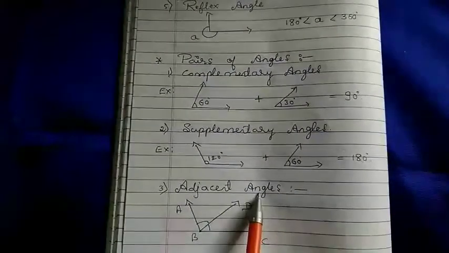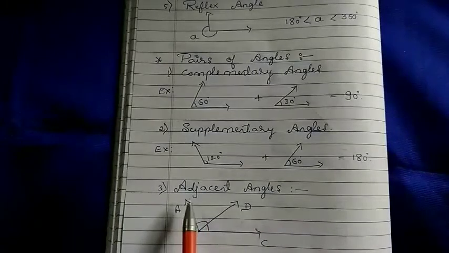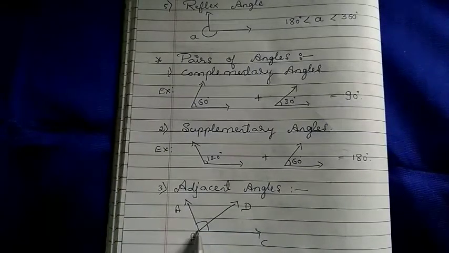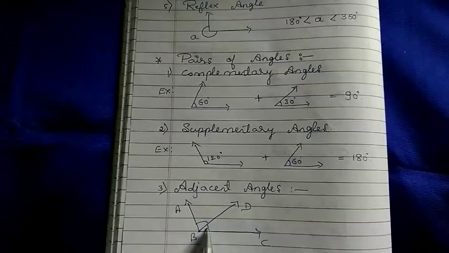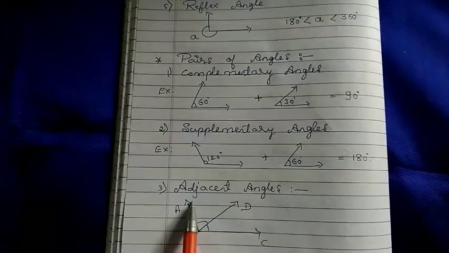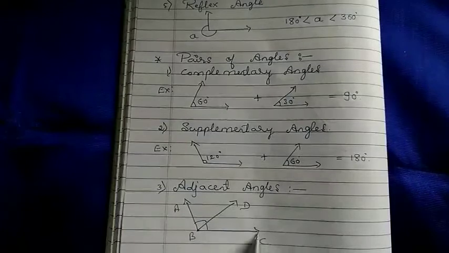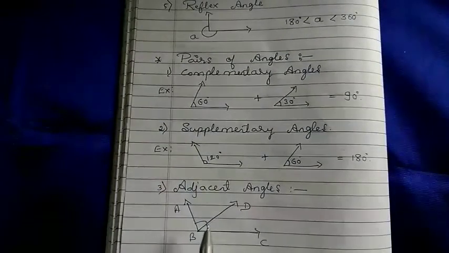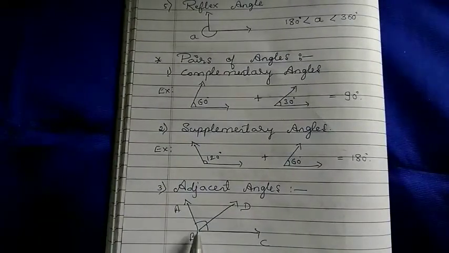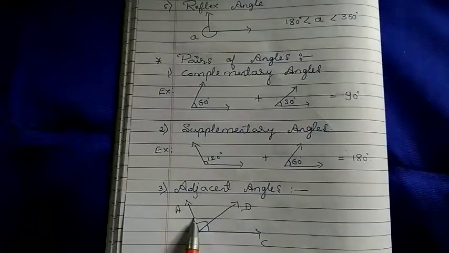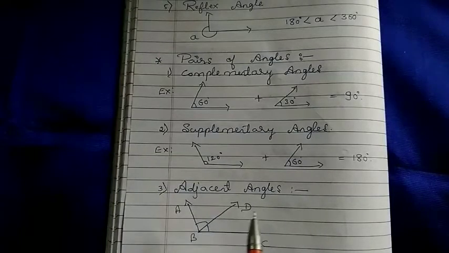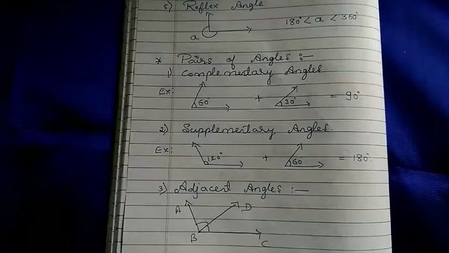Adjacent angles. Two angles are adjacent if they have a common vertex and a common arm, and their non-common arms are on different sides of the common arm. It has a common vertex and a common arm. The remaining two arms are on different sides of the common arm, and these are called adjacent angles.